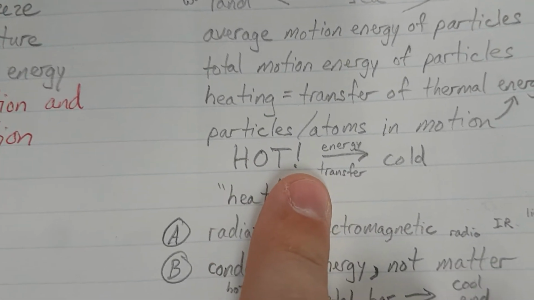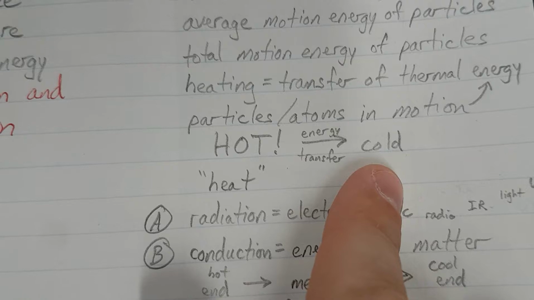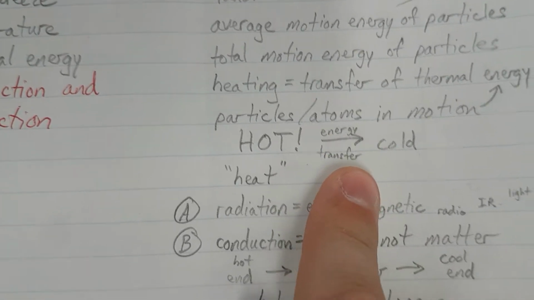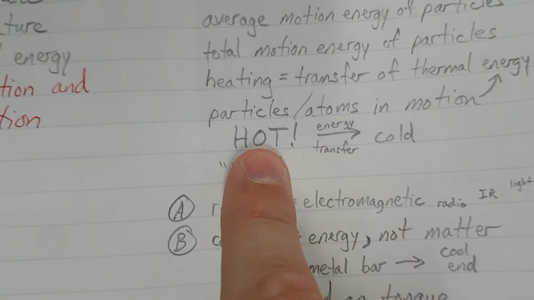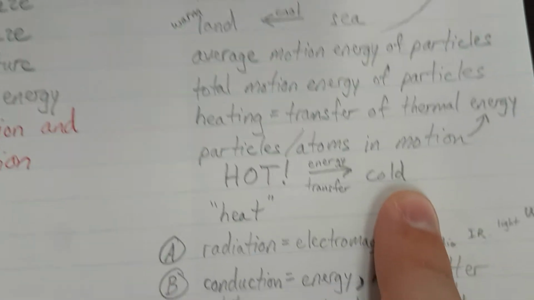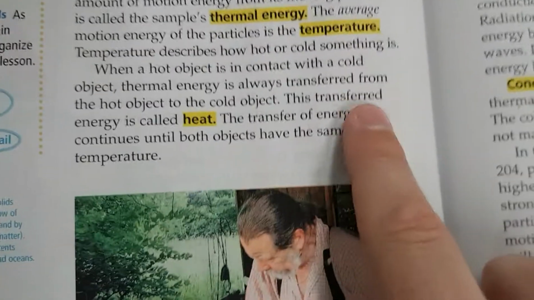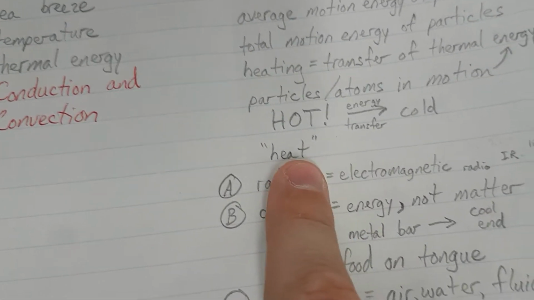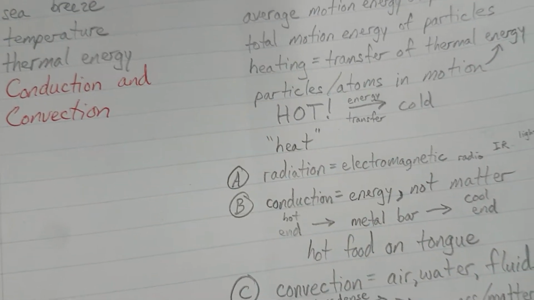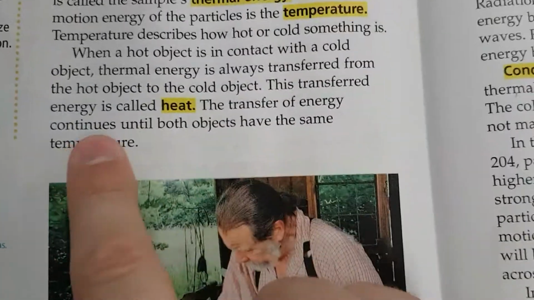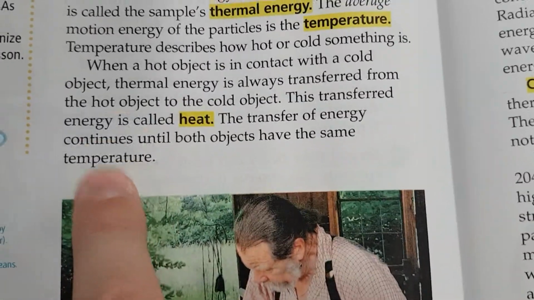Hot, exclamation point, arrow towards the cold, energy transfer. Energy transfers from hot things to cold things. Okay? This transferred energy is called heat. So, in quotes, heat. The transfer of energy continues until both objects have the same temperature.